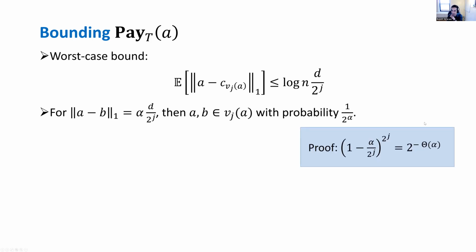And this fact, this bullet point here about this probability with alpha, it's not some difficult thing to prove. It's just a simple probability. You know, A and B, they have alpha d over 2 to the j points where they differ. So after sampling 2 to the j points, the probability that I haven't hit one yet is exactly 1 minus alpha over 2 to the j, to the 2 to the j. This is order 2 to the negative order alpha. This is just a one line computation.